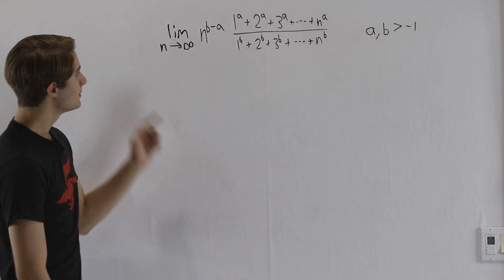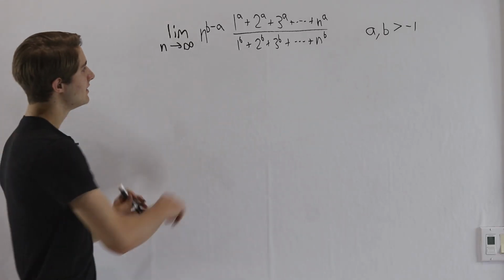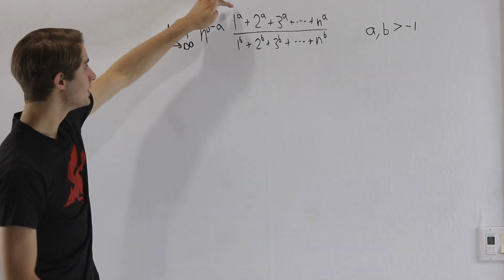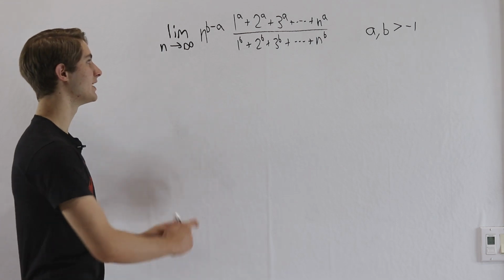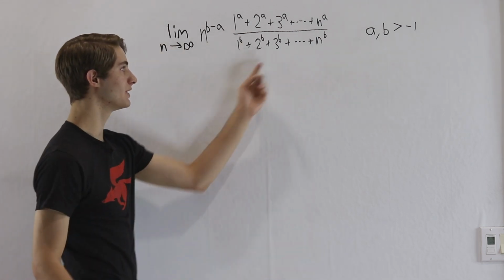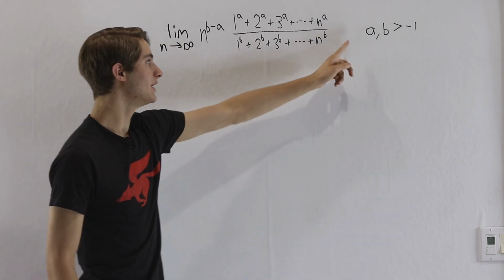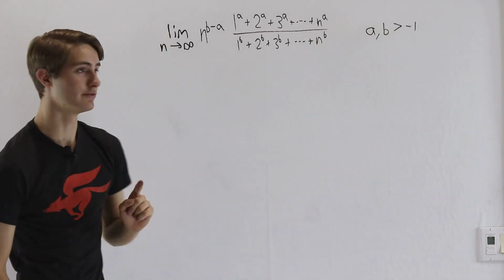So we are going to evaluate the limit as n approaches infinity of n to the b minus a times 1 to the a plus 2 to the a all the way up to n to the a divided by 1 to the b plus 2 to the b all the way up to n to the b, where a and b are both greater than -1.